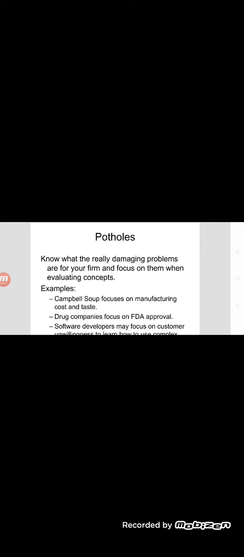Pot holes: know what the really damaging problems are for your firm and focus on them when evaluating concepts. So you have to really focus on the problems of your firm, and how you are going to overcome them through your product. There are examples given here. For example, Campbell Soup focuses on manufacturing cost and taste because they know this is their problem. The drug companies focus on FDA approval, because there is a process here. And software developers focus on the customer's willingness to learn how to use complex software.